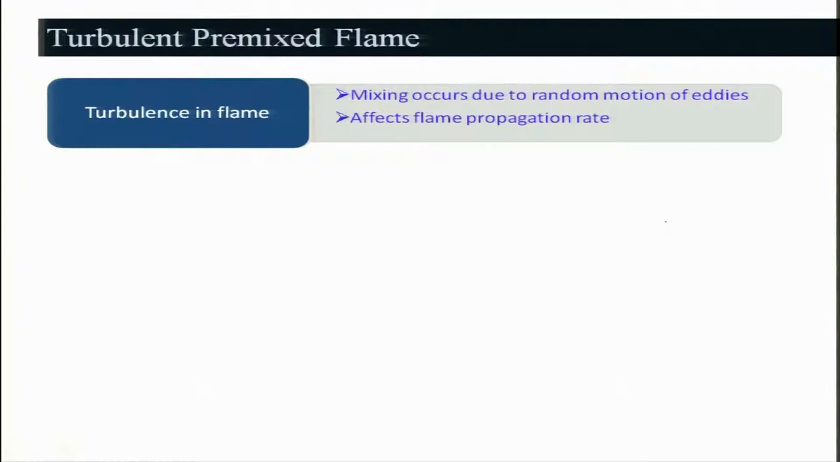If you look at turbulence, basically what happens when you use it is that you will have certain eddies, and that helps in mixing, and there will be fluctuating velocities. Mixing occurs due to the random motion of eddies, which we discussed earlier. As a result, the mixing will be good and it will affect the flame surface. The flame will be very convoluted, and it affects the flame propagation rate. That is very important.